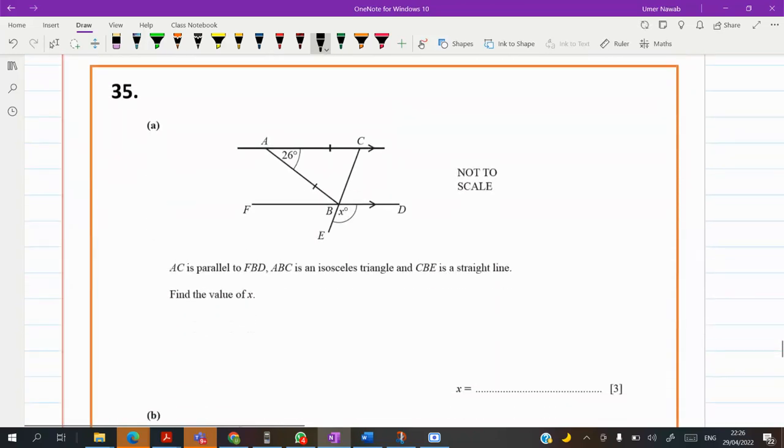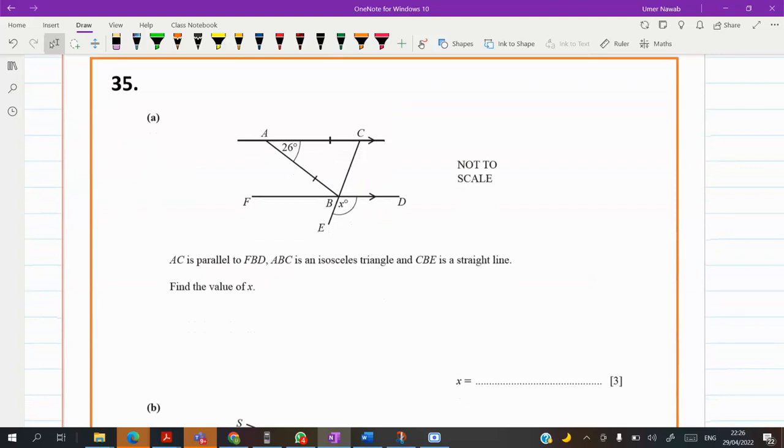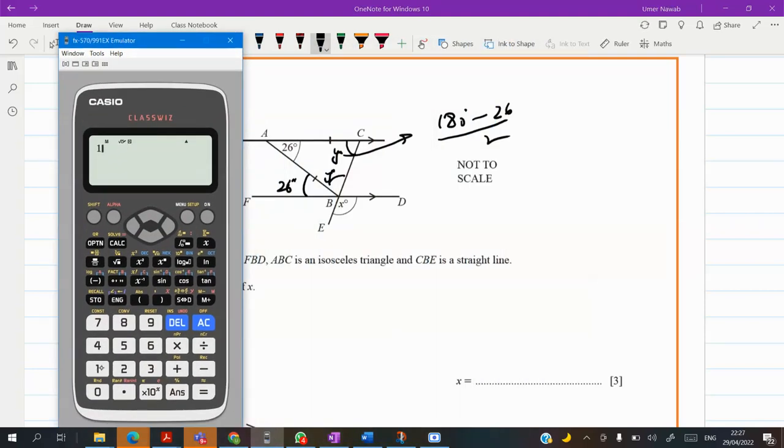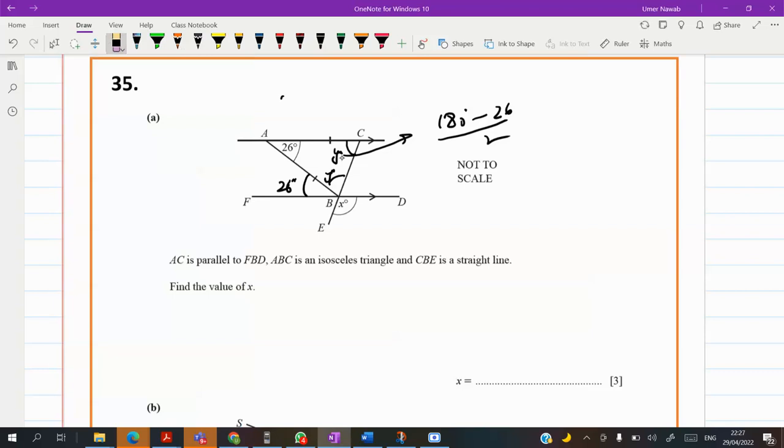We did it. Parallel lines, 26. So this is also 26. Isosceles triangles. So this side is y. So this is also y. Can we get it? 180 minus 26 divided by 2. 180 minus 26 divided by 2 gives us 77. So both angles are 77, this is 77, and this is also 77.